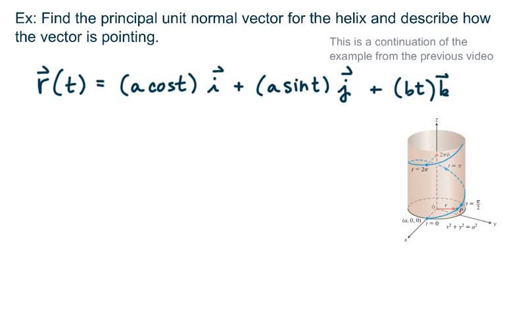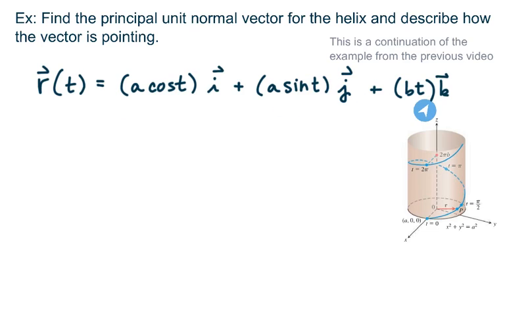Welcome back. In this video, we're going to continue the problem we were just talking about in the video which preceded this. We're going to find the principal unit normal vector for the helix, pictured here, and we're going to describe how that normal vector is pointing.